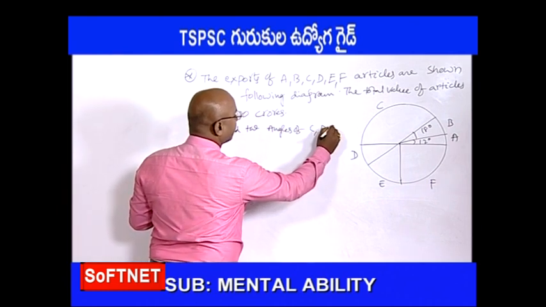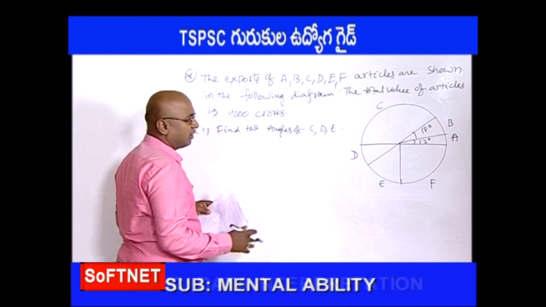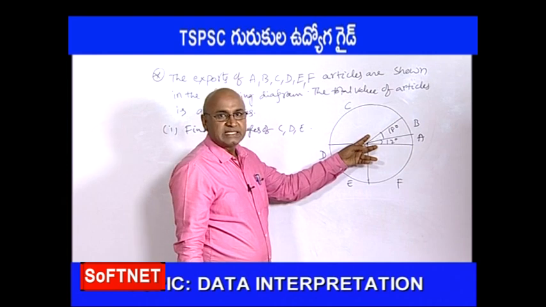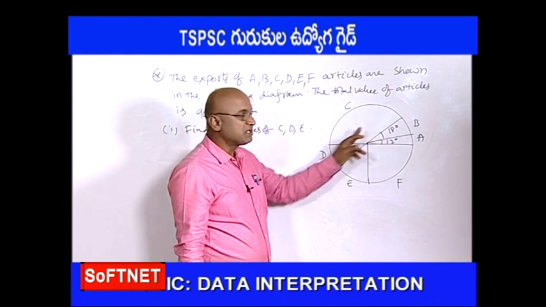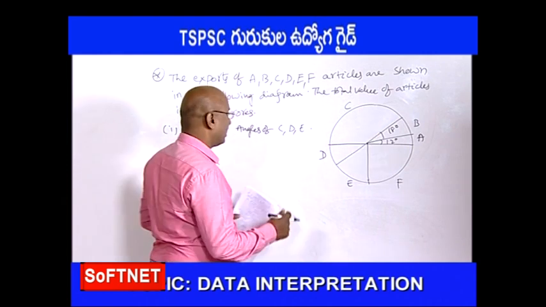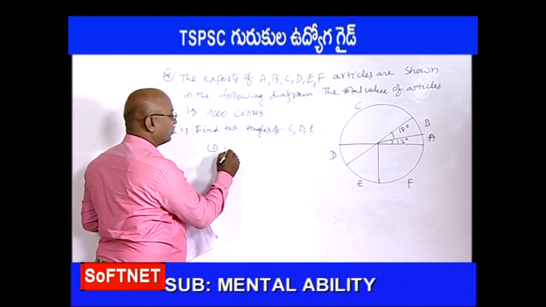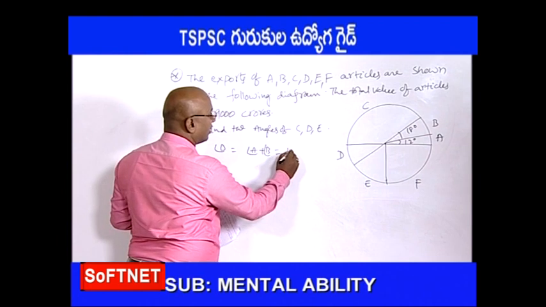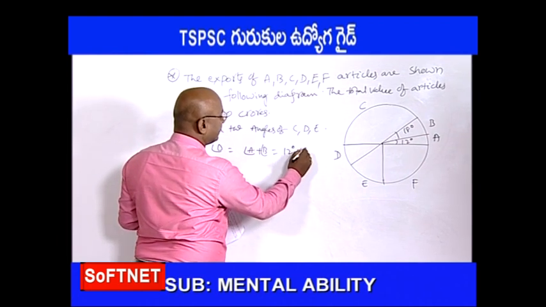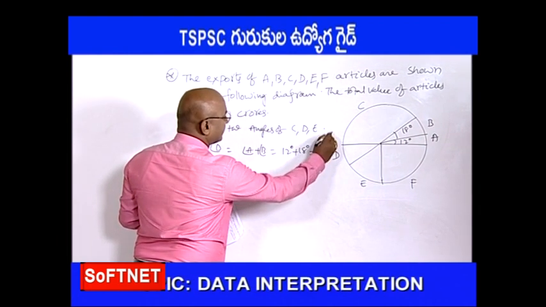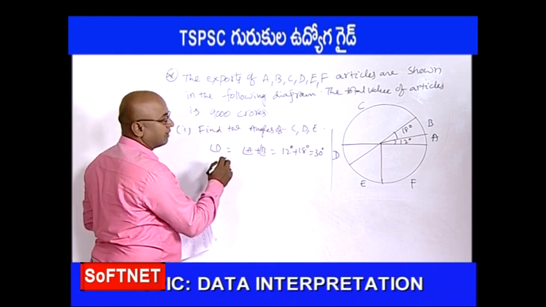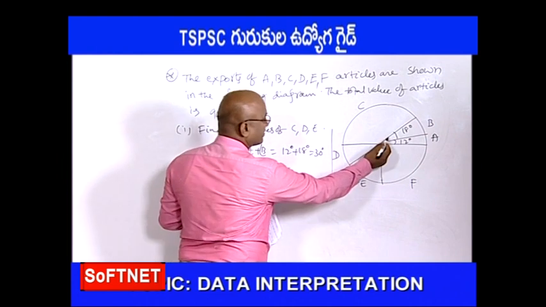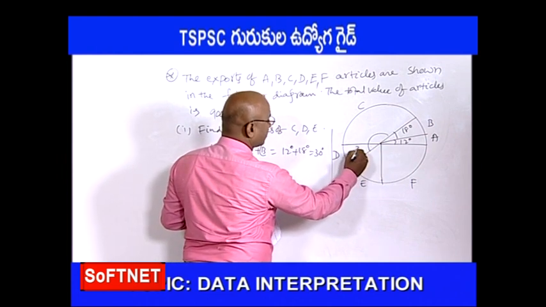C, D and E. We know that just in the previous problem we saw that when two lines bisect each other, the opposite angles are equal. Now angle D is equal to angle A plus angle B, that is equal to 12 degrees plus 18 degrees, that is equal to 30 degrees. And angle C is equal to this one. So angle D is equal to 30 degrees.